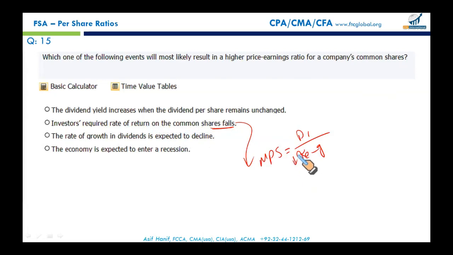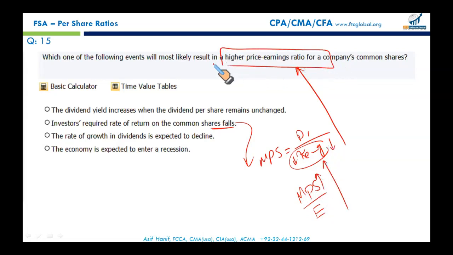If the Ke falls, the overall denominator falls. When the denominator falls, the market price per share goes up. When the market price per share goes up, the price to earning ratio, which has market price as its numerator, will increase. And that is exactly what we are looking for: higher price earning ratio of the company.